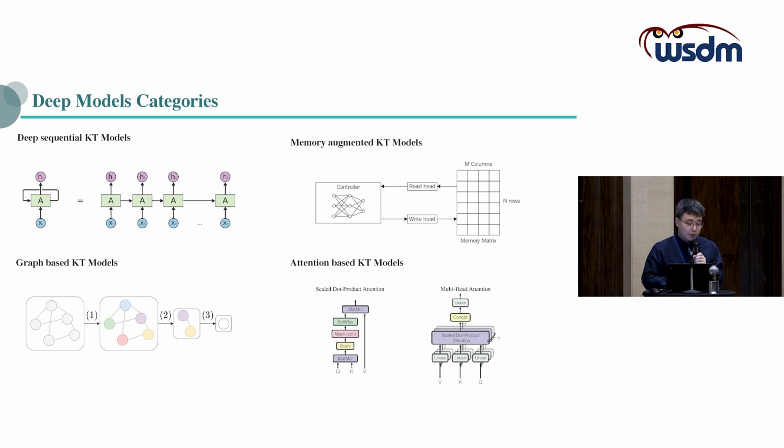Okay, we can divide the models into 4 categories. The first one is deep sequential models. They use deep sequential models such as RNN and LSTM to model the student learning process. And the second is the memory augmented KT model. They use an external memory to store the knowledge state, and then read and update this matrix. And then is the graph-based KT model. They use the graph structure to capture the connections of the different elements. The last one is the attention-based model. They use the attention mechanism to capture the different information of the history.